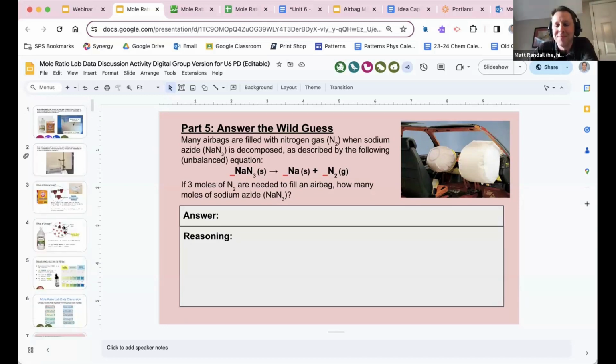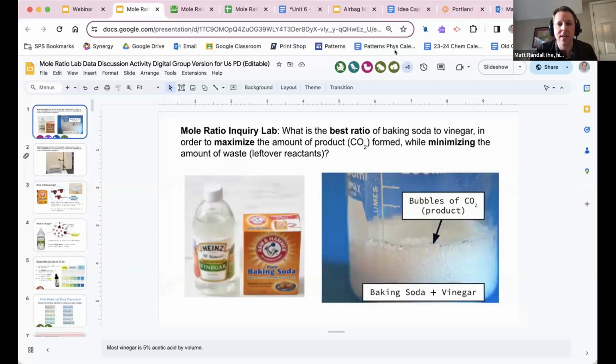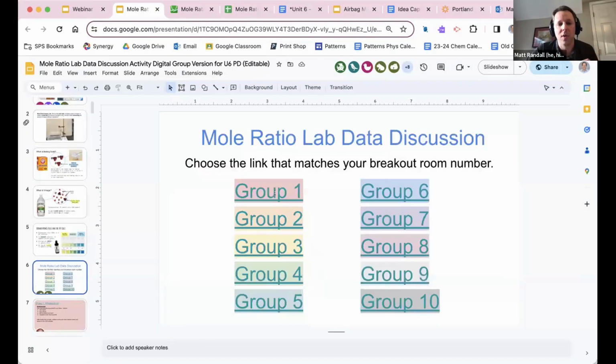So one more time, the link that Christy put in the slides, once you're there, I'm going to send you to a breakout room. Find the group that matches your breakout room. You can click on a link on slide 6. And we're shooting for teams of roughly 4.